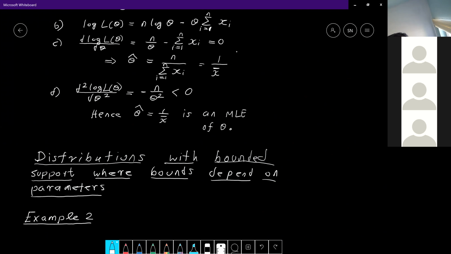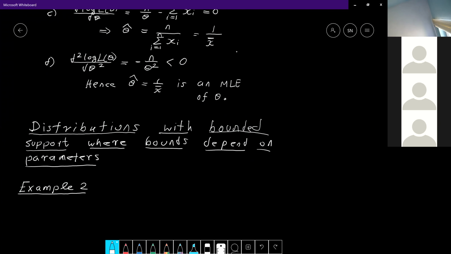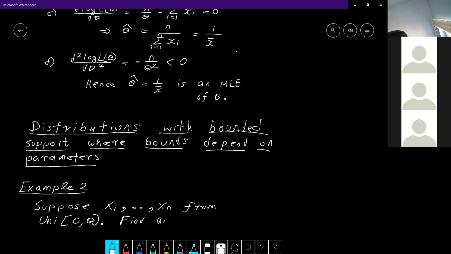Okay, let me try to do an example 2, just to illustrate this point, right? So suppose you have a random sample x1 to xn from a uniform distribution on the interval 0 to theta. And suppose we want to find an MLE, MLE of theta.